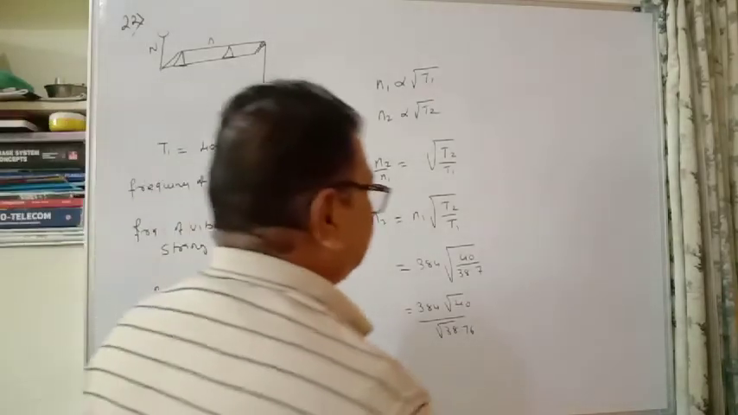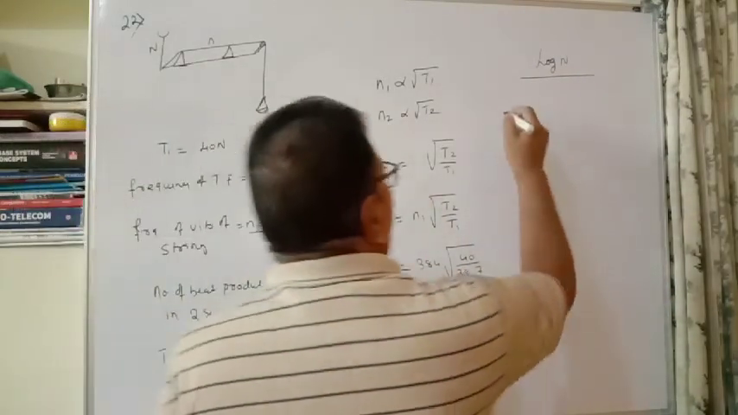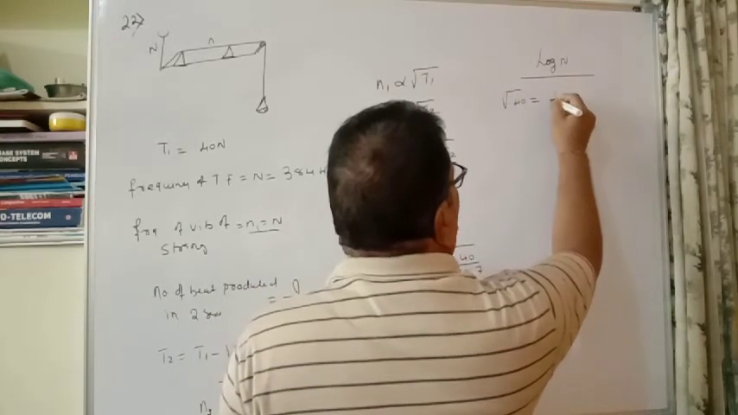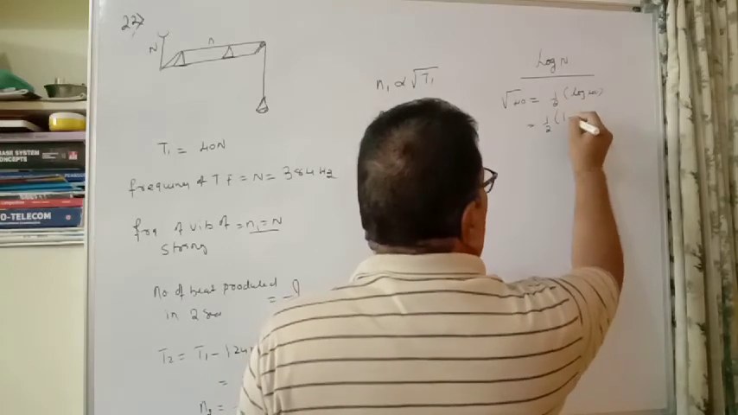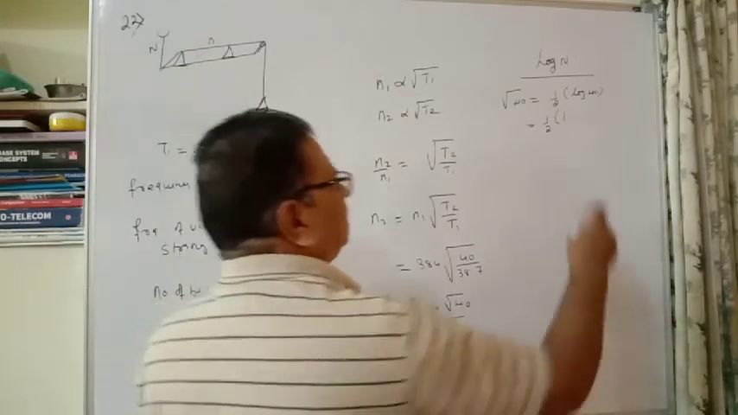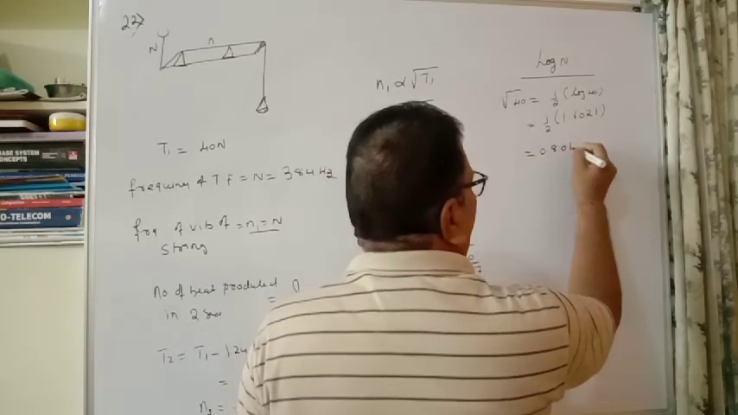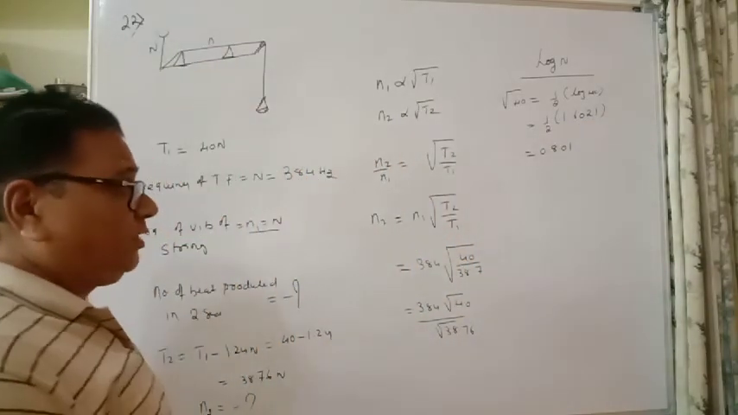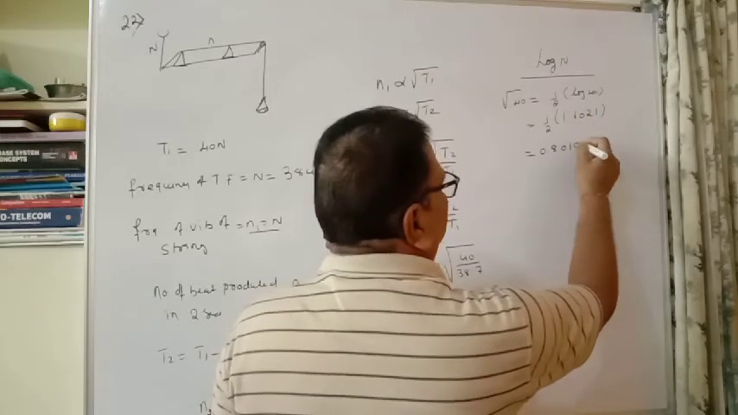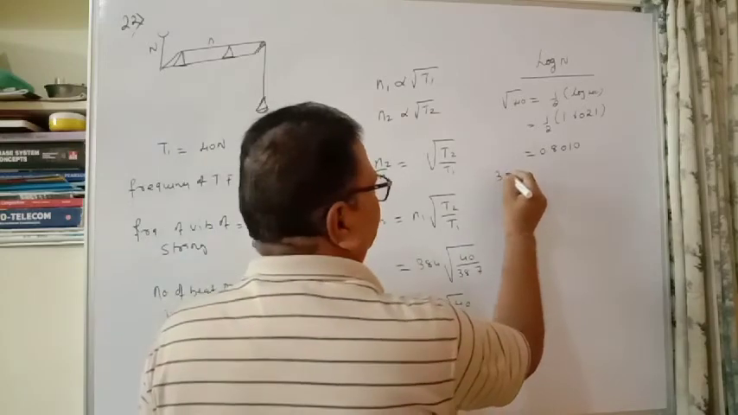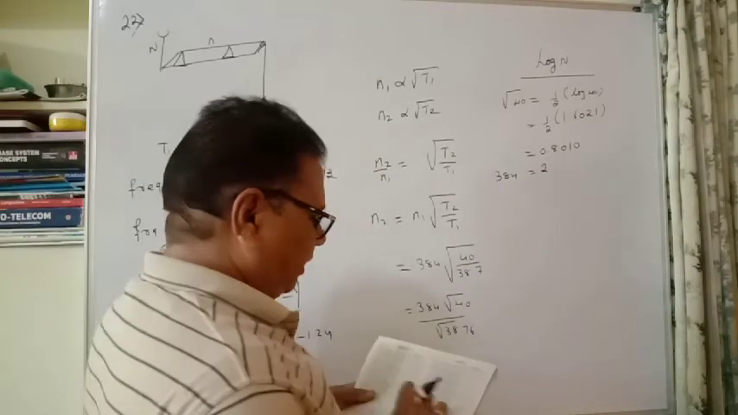So let us calculate with the use of logarithm. Log of numerator. Let us first determine root 40. Root 40 is 1 by 2 into log of 40, or 1 by 2 log of 40. Log of 40 is 1.6021, dividing by 2 we get 0.8010. So log of 40 is this much. Log of 384, 2.5843.